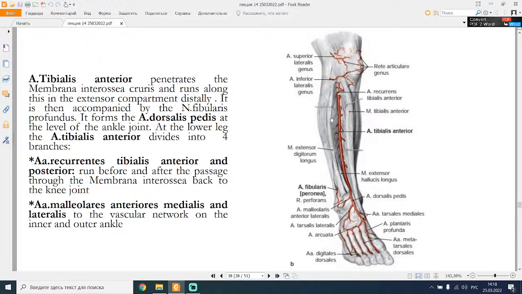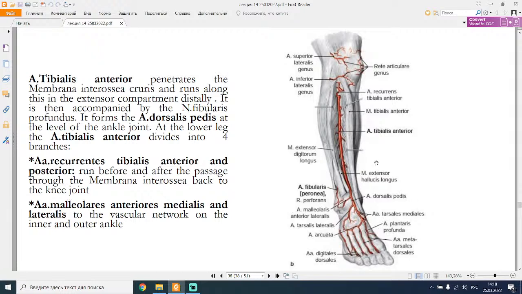Arteria tibialis anterior penetrates the membrana interossea cruris and runs along the extensor compartment distally. It is then accompanied by nervus fibularis profundus. It forms the arteria dorsalis pedis at the level of the ankle joint. At the lower leg, arteria tibialis anterior divides into 4 branches.